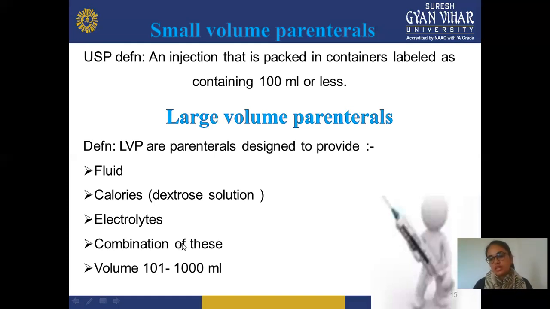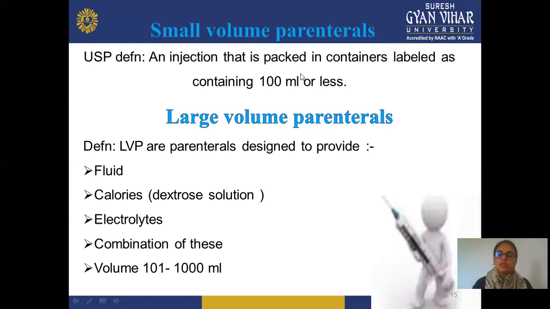Then you can prepare this large volume parenteral, and the capacity is also quite large. You can see some saline solutions with a capacity of 1000 ml, or maybe you prepare a combination of these above: fluid, calories and electrolytes. So according to USP, the difference is that 1 to 100 ml comes in small volume, and 101 to 1000 ml comes in large volume parenterals.